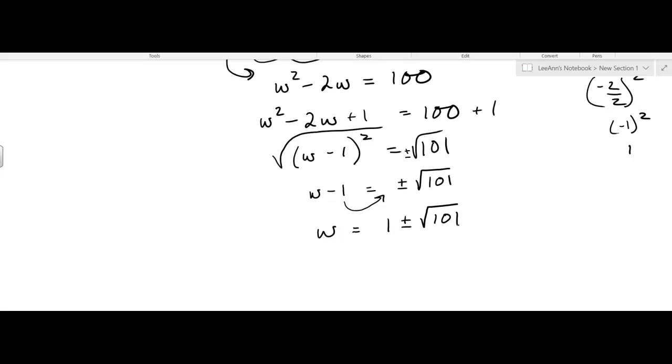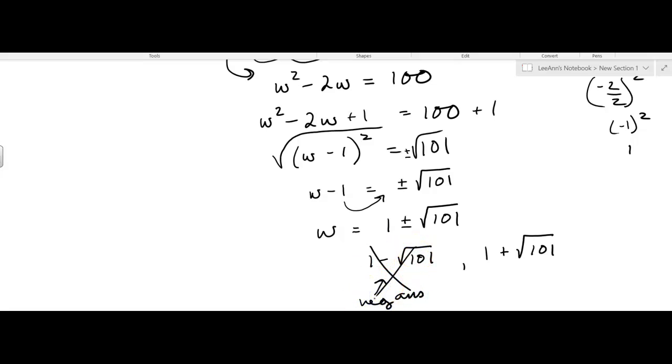Now, we're only going to get one answer. You can say, well, I have 2 answers. 1 minus the square root of 101. This is what we've done in the past. And 1 plus the square root of 101. But I know this answer is not going to be a good answer for the width because the square root of 101 has got to be more than 10, and that's going to give me a negative answer. So this one's not going to work.